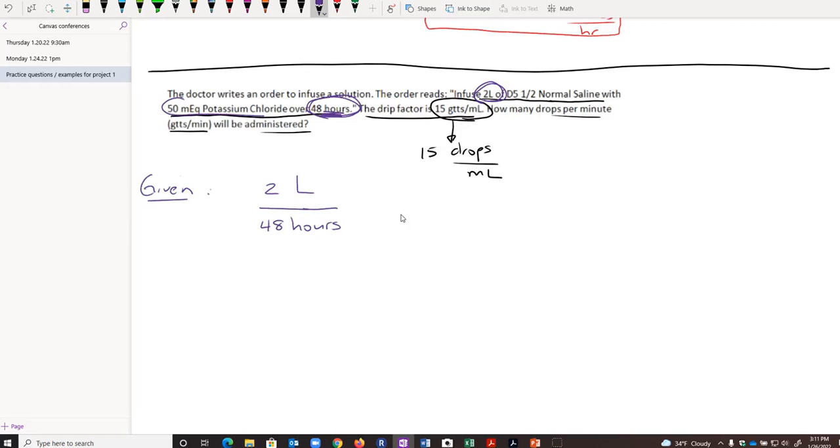All right, so as you've seen in the videos in chapter 2, we can express other types of relationships as equalities and as conversion factors as well. They don't just have to be metric relationships. You can get them from all different types of information. We're also told here that the drip factor is 15 drops per mil. So we already wrote that one out, 15 drops per milliliter. Okay, and what do we need? We need to get drops per minute.